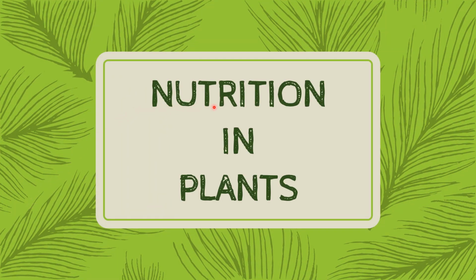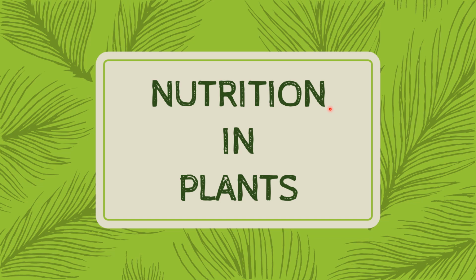In this chapter, we are studying nutrition in plants. Nutrition is the mode of taking food by an organism and its utilization by the body. Generally, there are two kinds of nutrition: autotrophic nutrition and heterotrophic nutrition. Autotrophic nutrition means the mode of nutrition in which organisms make food themselves. They are called autotrophs, and plants are autotrophs because they prepare their own food.